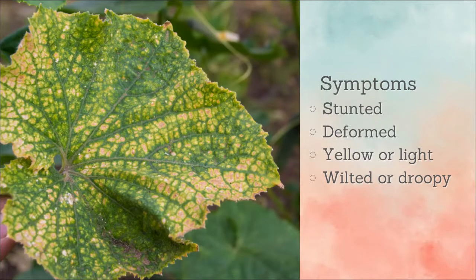So this one is a cucumber leaf with spider mites. You can see that there's definitely light color, browning. This one isn't wilted yet, but at some point it will. It can be deformed and stunted.